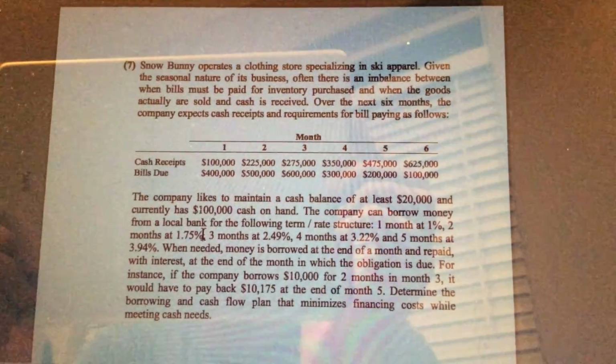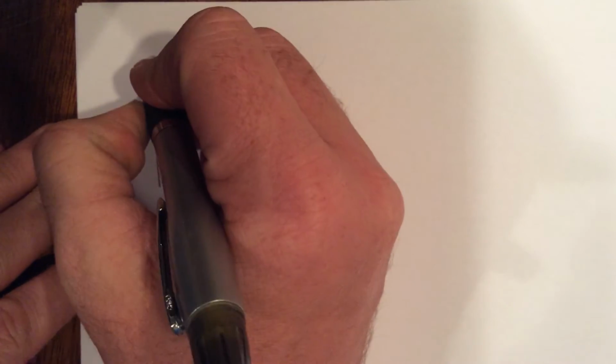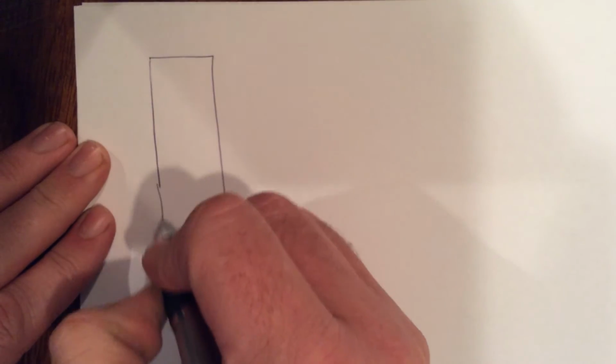All right, so we want to determine the borrowing and cash flow plan that minimizes financing costs while meeting cash needs. All right, so let's go ahead and set up our linear program of how we anticipate doing this. The first thing we need to think about is to define our x variables. Okay, so we're going to draw something out like this.